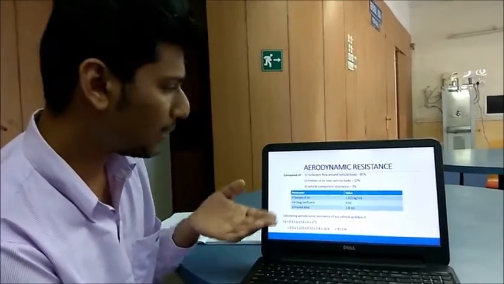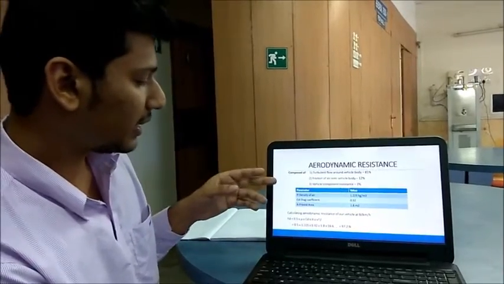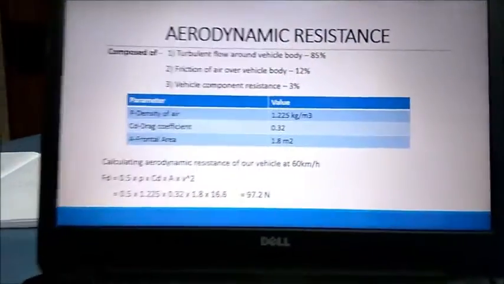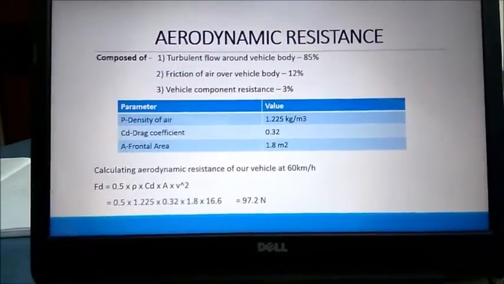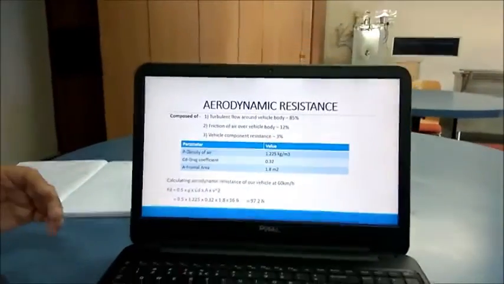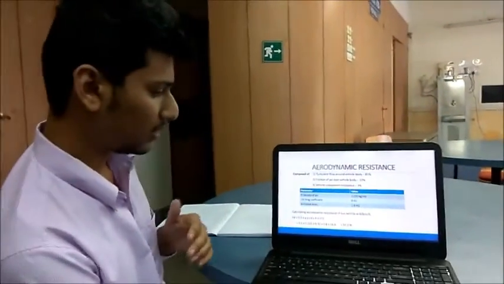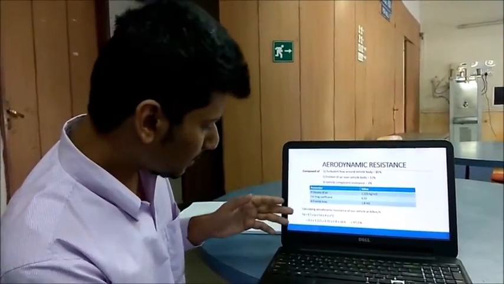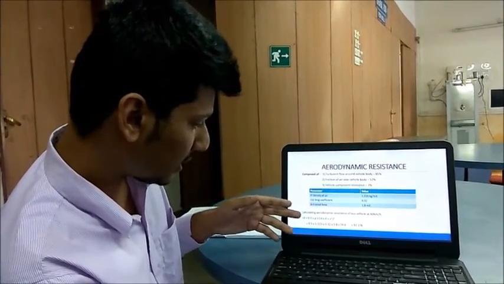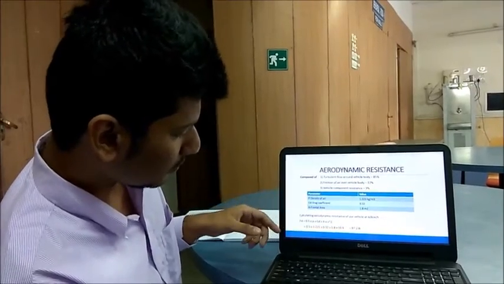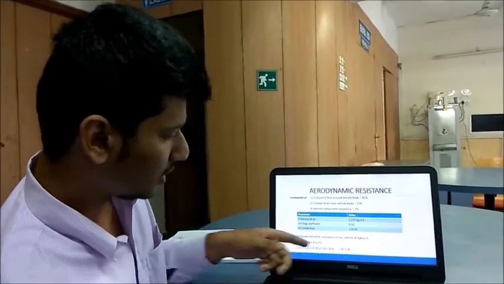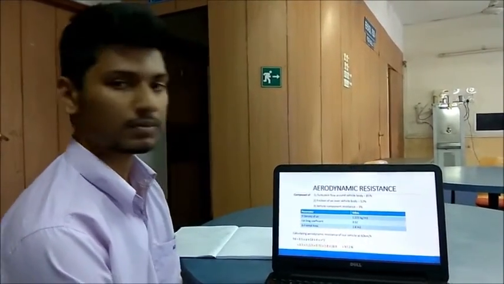Now calculating it under atmospheric conditions, taking the density of air as 1.225 kilograms per meter cube, and the drag coefficient of the Swift is 0.32. The frontal area is 1.8 meters square. Now calculating the aerodynamic resistance at 60 kilometers per hour. It's not a very high speed, but still. Using the theoretical formula with the density, the drag coefficient, the frontal area, and the velocity, we get it as 97.2 newtons.